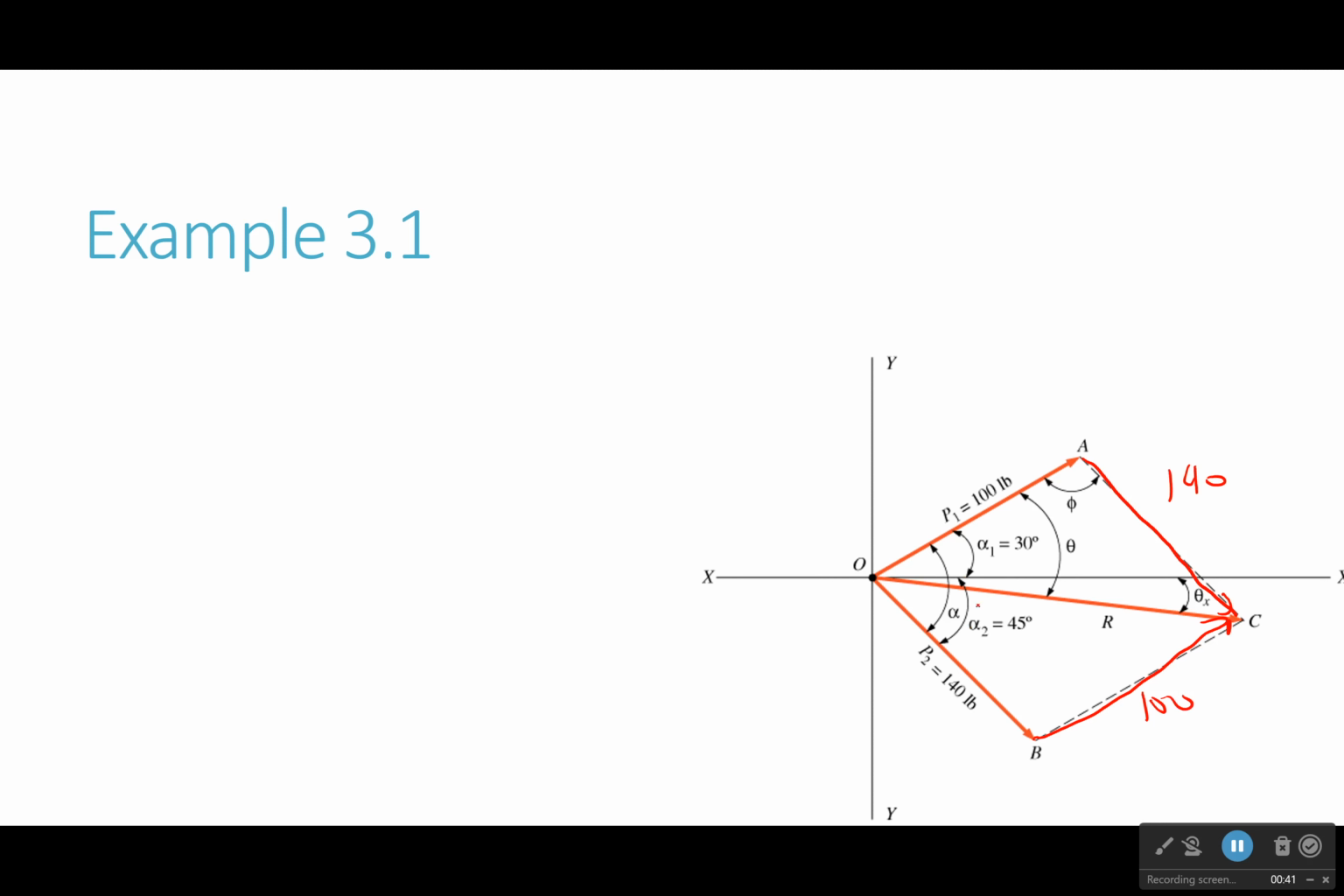Well, I knew this angle 2 was 45 degrees, I knew this angle 1 was 30 degrees. So what else do I know? What else can I solve from this? Well, first off, I know that the angle between these two is going to be 75 degrees, right? That's 75 degrees.